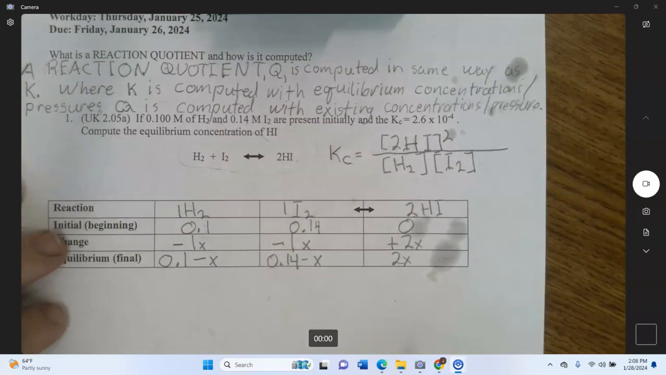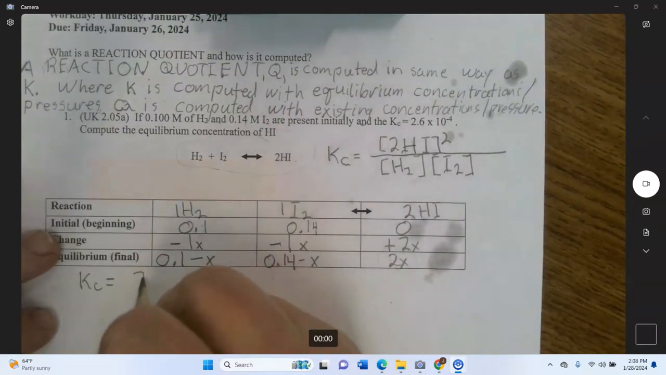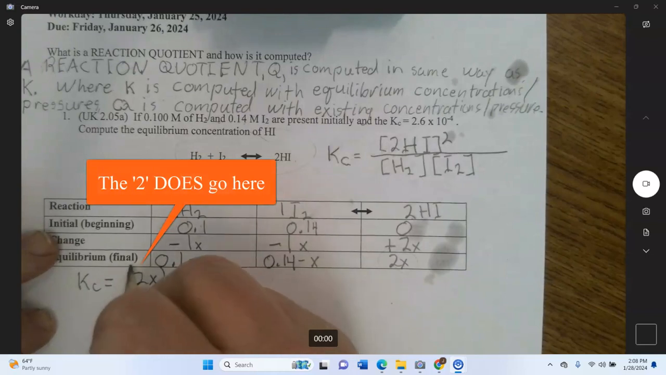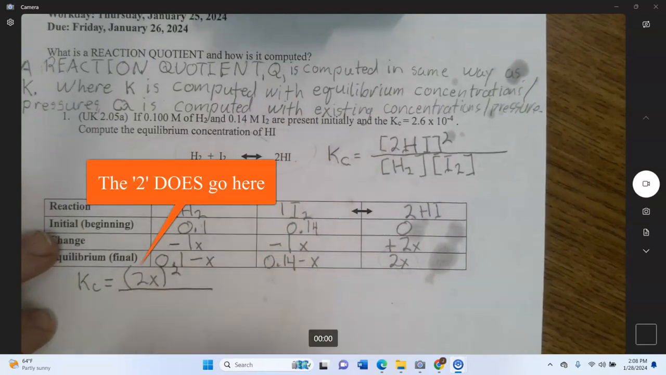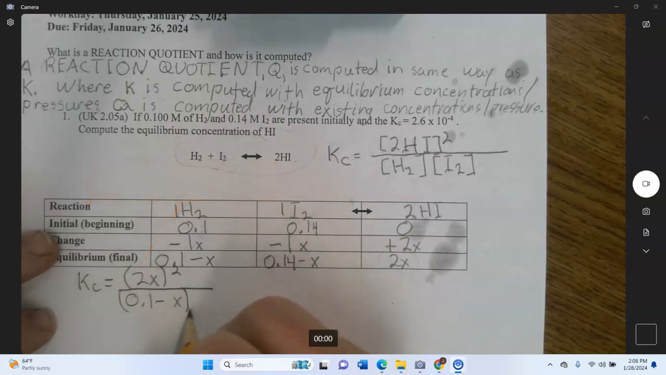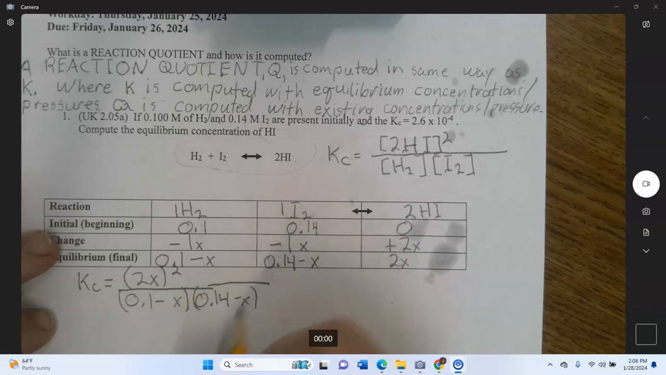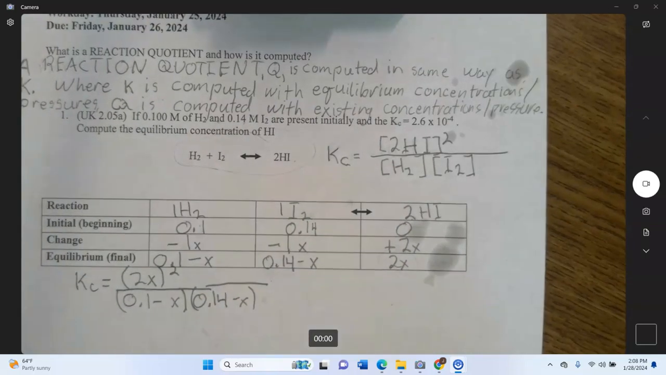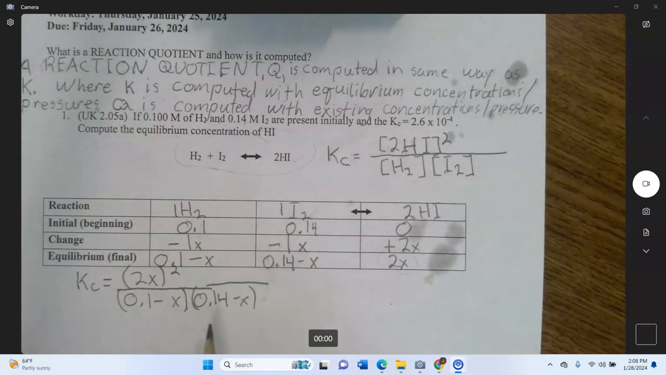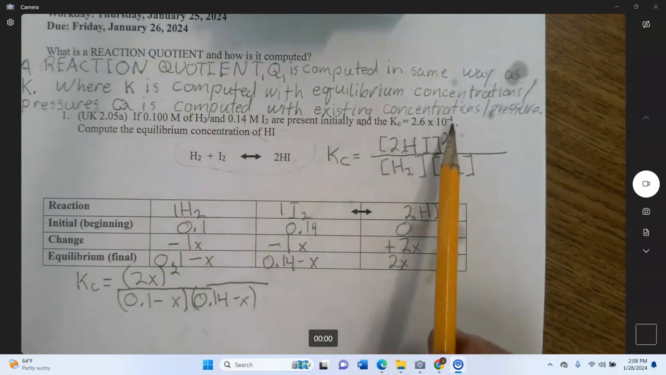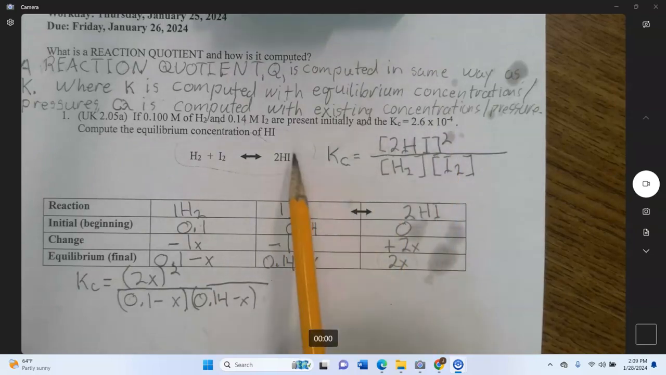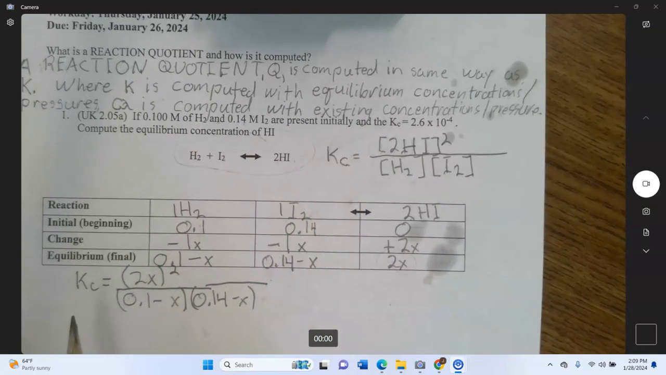We'll do that down here. So for HI, it's the 2x. And I'm going to go ahead and just go to parentheses here. Okay, there we go. So now, if we assume that x is very small, and it is, because 2.6 times 10 to the negative fourth means very little is going to go over to the product side. Most of it is going to stay over here. So that means your change variable, this one right here, is not going to be very big. So if we assume it's small, we can eliminate the x's.